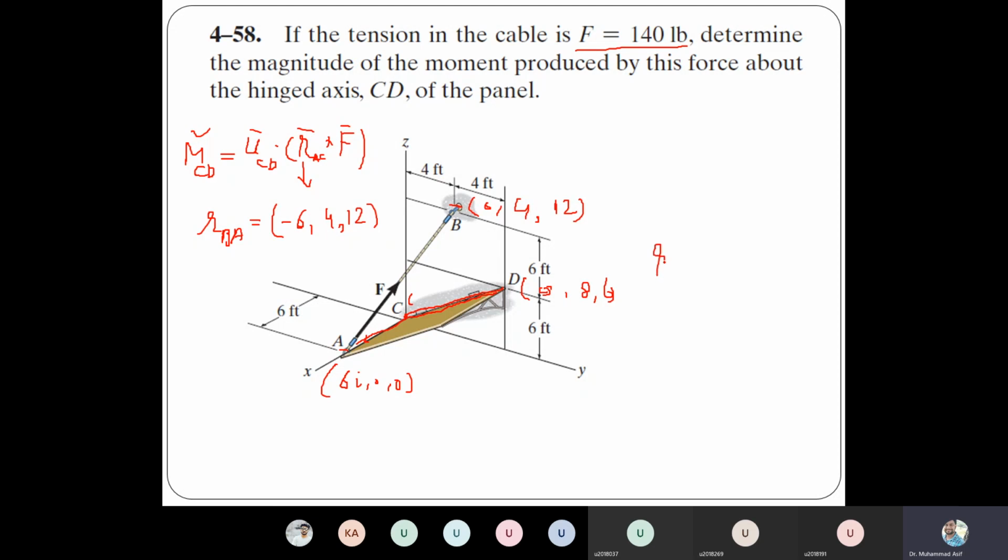First you need the position vector RCD. RCD is equal to, again, Z, because that's the origin. So 0, 8, 6, right? Then you calculate its magnitude, and once you have the magnitude, you can calculate the unit vector UCD. Then you put all three vectors in this equation, and you can calculate the value of the moment.